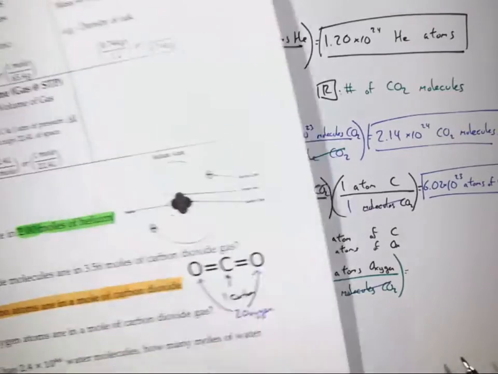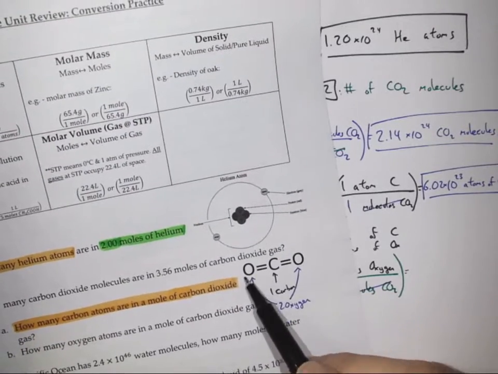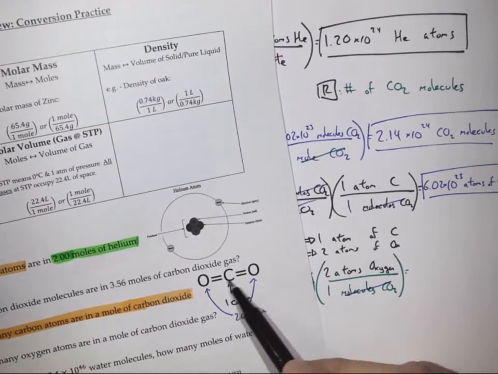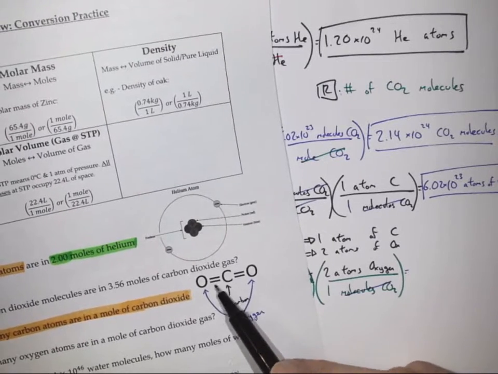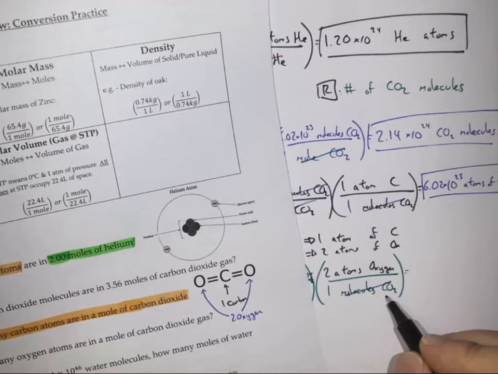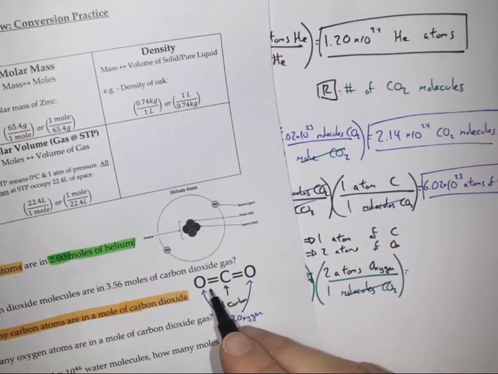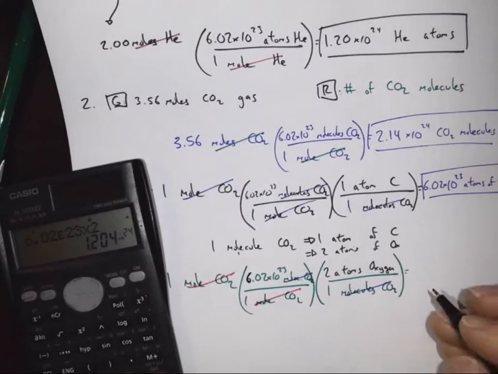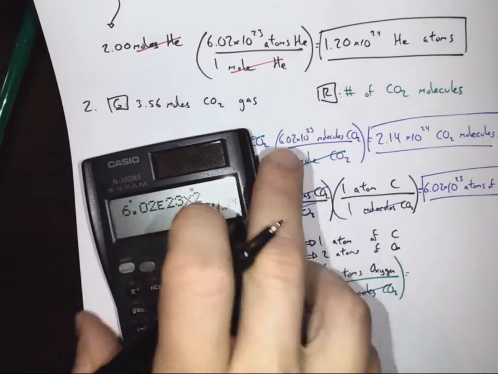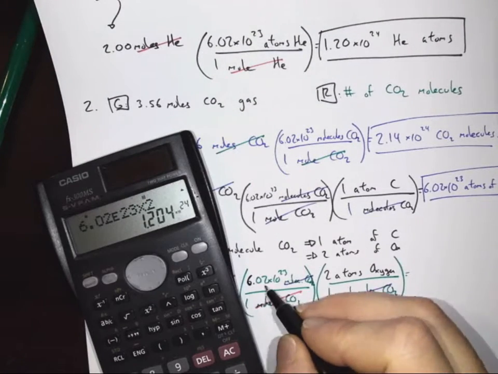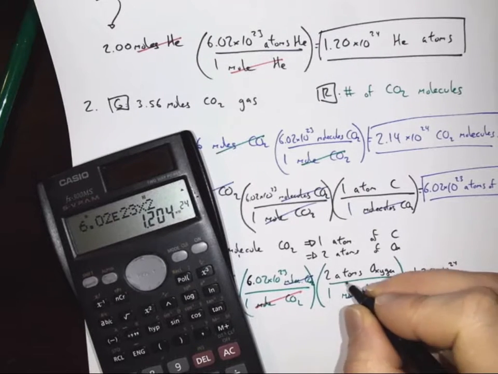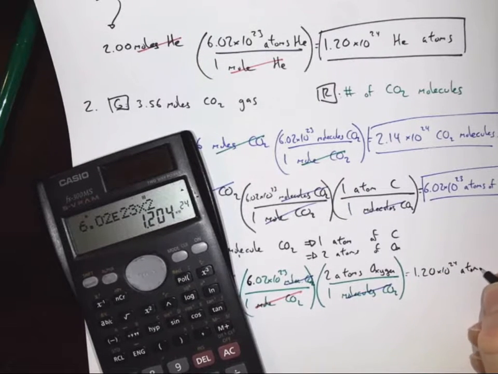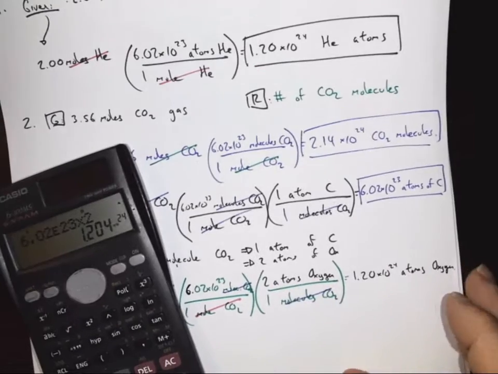There isn't around 2 oxygens for every carbon dioxide. There's exactly 2. If there were more than 2 or less than 2 oxygens, it wouldn't be carbon dioxide, it would be some other molecule. So these molecular ratios are exact. That means we're going to be restricted by these 3 sig figs here and get 1.20 times 10 to the 24 atoms of oxygen.